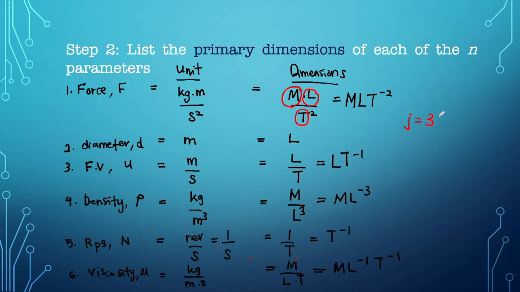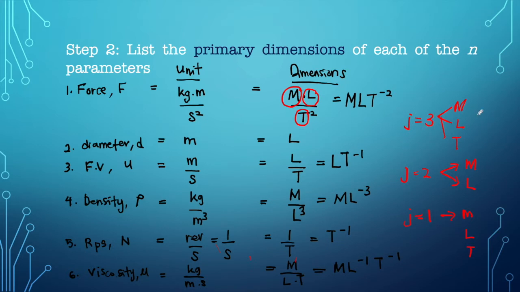J number 3 represents M, L, and T. If you have these 3 primary dimensions, then your J value would be 3. If your J value is 2, then maybe you have only primary dimensions of M and L, or maybe M and T. And if you have J equal to 1, maybe you have M or L or T. Okay, and it is unlikely for J to be 1, because it is usually 2 or 3.